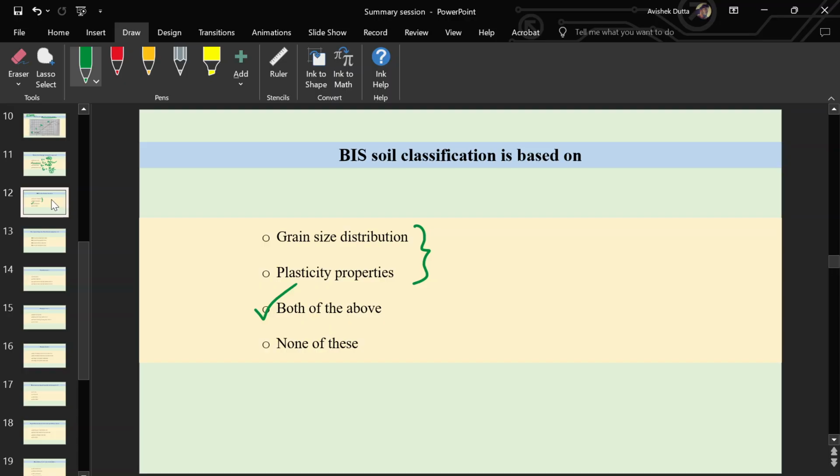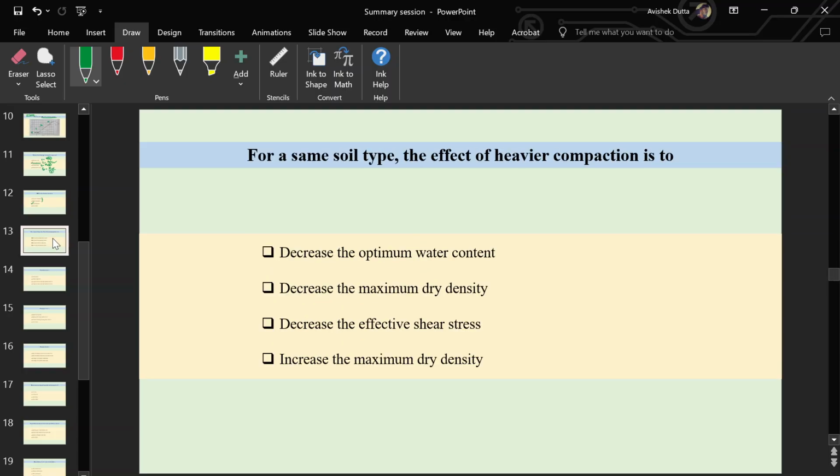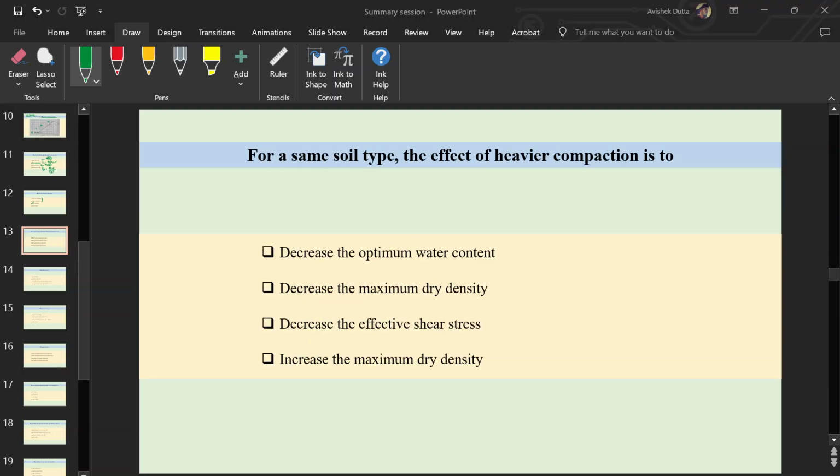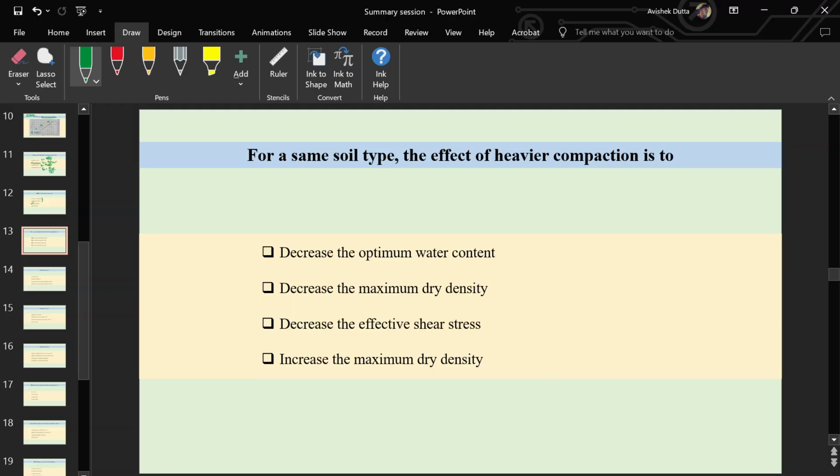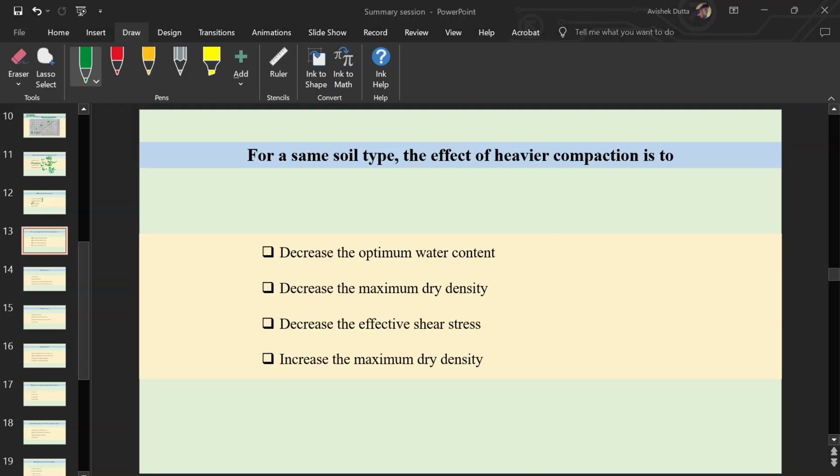Next question. Yes, this is a multiple select question. For the same soil type, the effect of heavier compaction is to: first option, decrease the optimum water content; second option, decrease the maximum dry density; third option, decrease the effective shear stress; and last option, increase the maximum dry density.